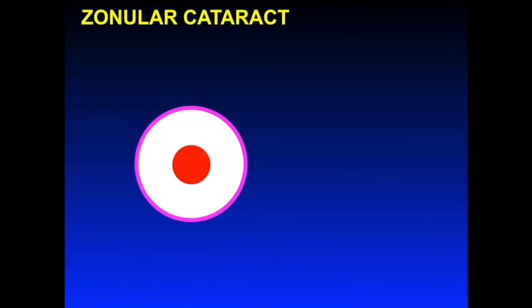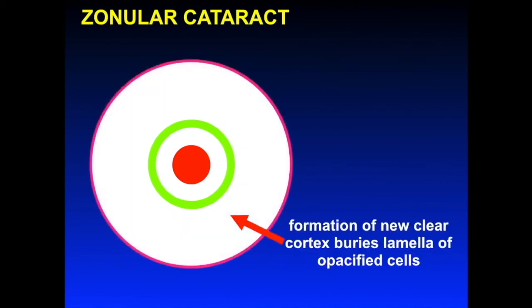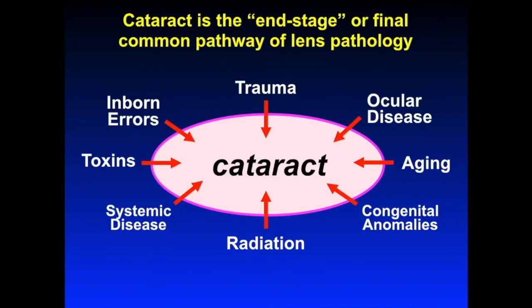A classic example of zonular cataract occurred in patients who had attacks of neonatal tetany. During the attack, the intrauterine insult opacified a zone of developing lens fibers, and these were subsequently buried by the formation of new clear lens cortex. Cataracts, the end stage, are the final common pathway of lens pathology.